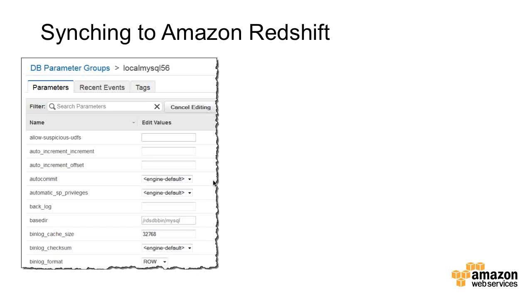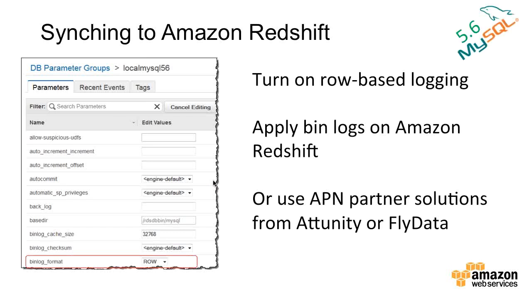I would basically use this in MySQL 5.6, only available with 5.6 MySQL. I would enable row-based logging. So I would say bin log format is row-based. I would first enable row-based logging. Then I would take these bin logs and apply them on Amazon Redshift. The bin logs can be formatted into insert commands and just fired into Amazon Redshift.